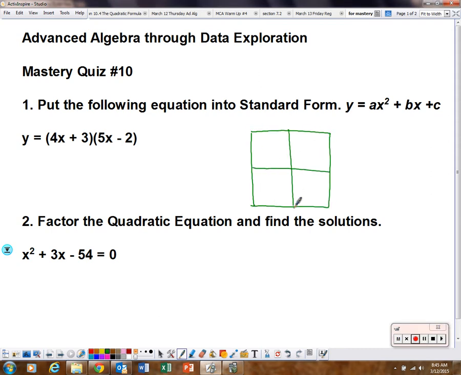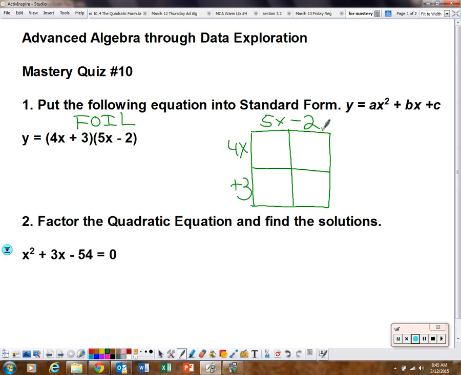Okay, make a 2 by 2 box. Again, you don't have to. We're still using FOIL when we use the box. It's just we are organizing it a little better, so hopefully we won't make any silly mistakes while we're doing the problem. So I'm going to take the 4x plus 3, write that on the side, and the 5x minus 2 on top.